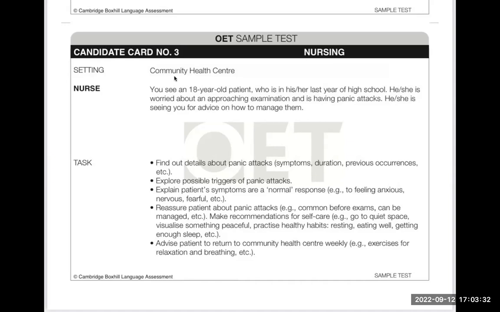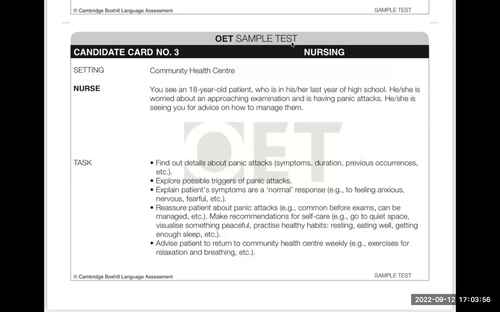Community health center. आप एक community health center के nurse हो. You see an 18-year-old patient who is in her last year of high school. She is worried about an approaching examination and is having panic attacks. She is seeking your advice on how to manage them. तो वो आपसे मिलने ही इसलिए आई है so that you can tell. Find out the details about the panic attacks, like what are the symptoms, duration, previous occurrences.